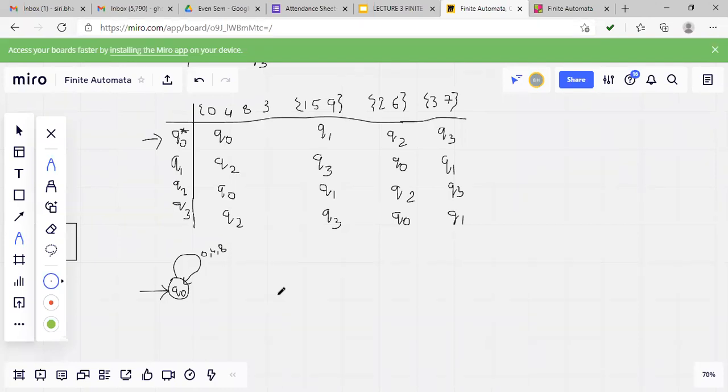Okay, next. Q0 is going to Q1 on 1, 5, 9. So, there is a new state Q1, right? So, Q0 is going to Q1 on 1, 5, 9.